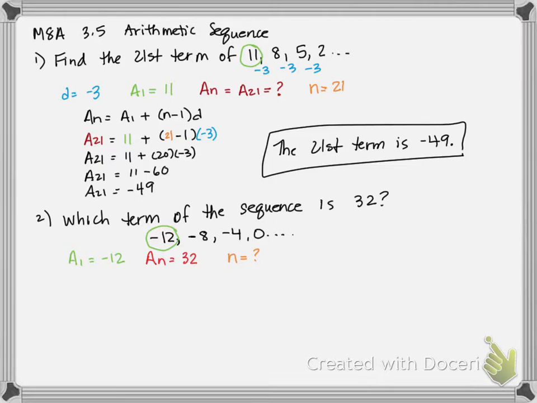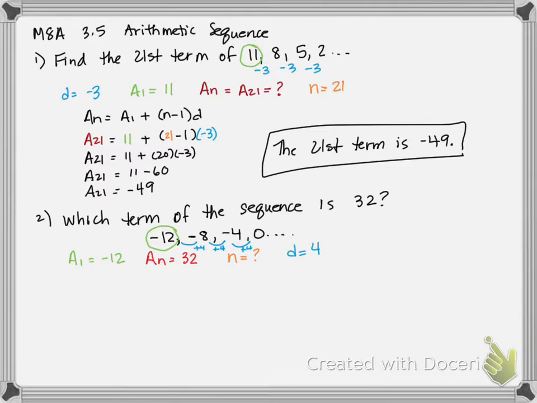Okay, and then let's see if we can figure out the pattern. I'm actually getting bigger, so I'm adding 4. I'm adding 4. I'm adding 4. So that's my D, it's 4. Or plus 4 if you wanted to write that, right?